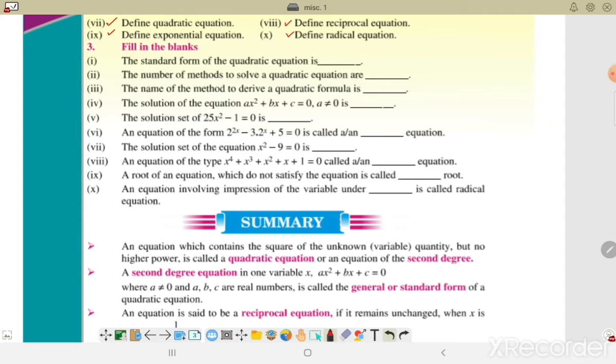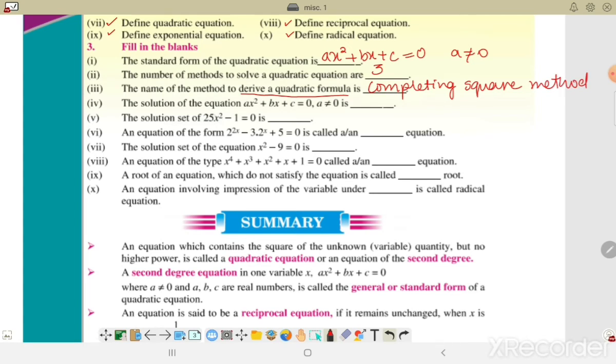Let's move to the blanks. The standard form of quadratic equation is ax square plus bx plus c equals 0, where a is not equal to 0. The number of methods to solve quadratic equations that we have already discussed is 3. The method by which we derive the quadratic formula in this chapter is the completing square method.